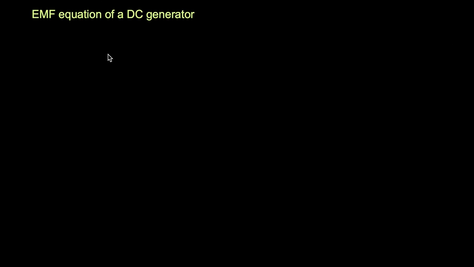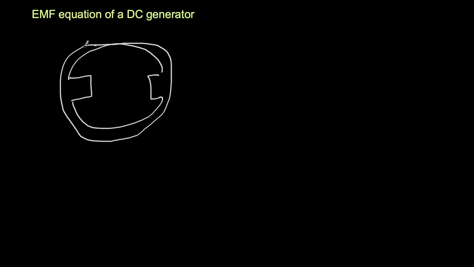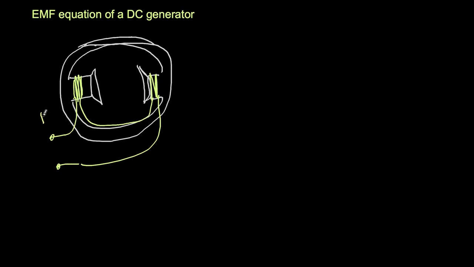So if you can simply recollect the machine construction, this is the yoke of the machine, and there is a pole shoe here, and there is another pole shoe here. Forgive my clumsy drawing, but this is the field winding, and field windings are what is responsible for generating a field. So F and FF. Let's say this is the north pole and this is the south pole.